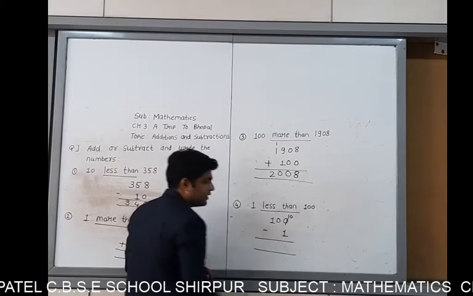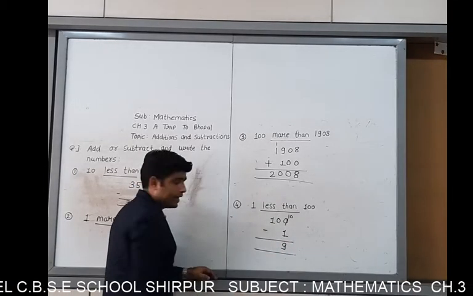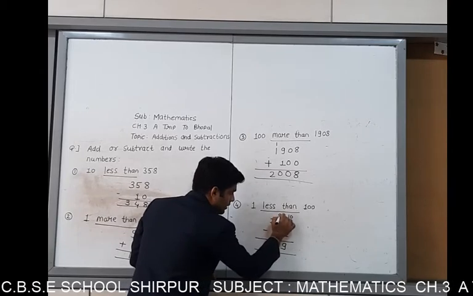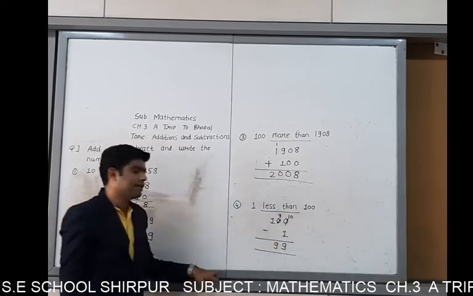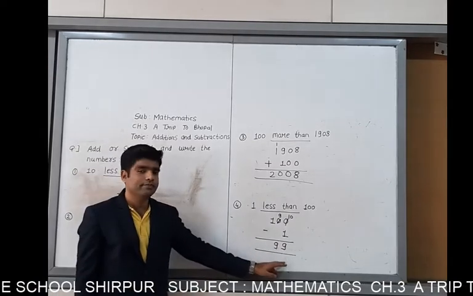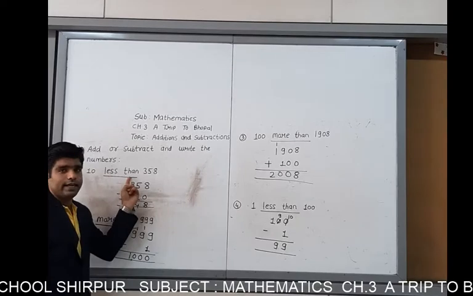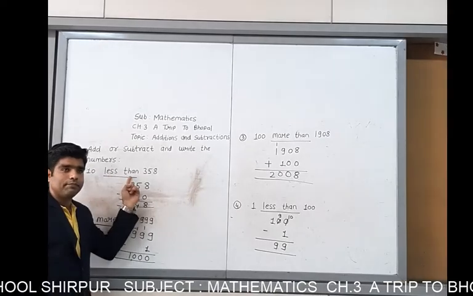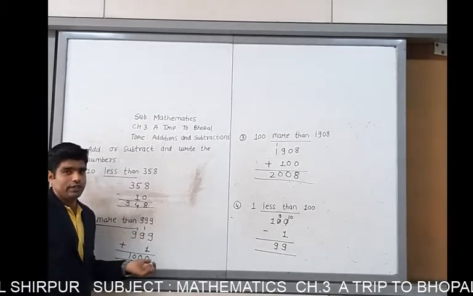10 minus 1 is our what? 9. Okay, this is our also what? 9, and this is also what? This is our 9. So your answer is what? 99. It means that when the word is used in less than, we have to use the subtraction sign, and when the word is used in more than, we have to use the addition sign.